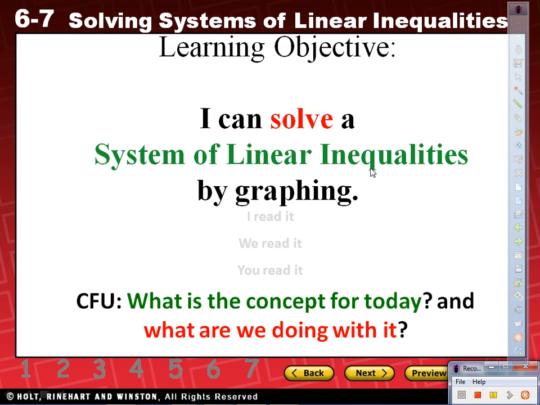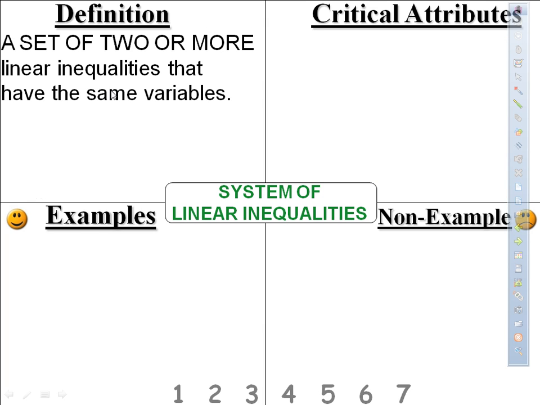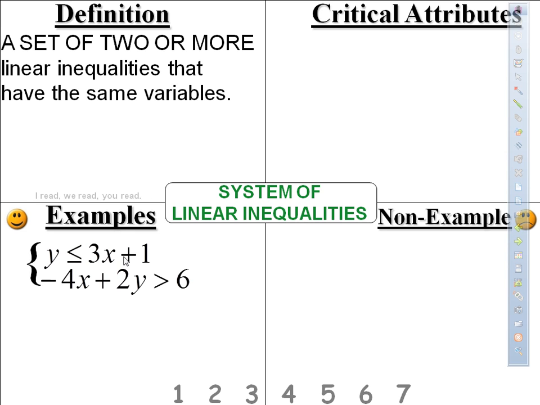Here we go. A system of linear inequalities is a set of two or more linear inequalities that have the same variables. Example: y is less than or equal to 3x plus 1 and negative 4x plus 2y greater than 6. Another example is negative y less than x minus 5 and y greater than or equal to 2x plus 1. Once again, the definition is a set of two or more linear inequalities that have the same variables.